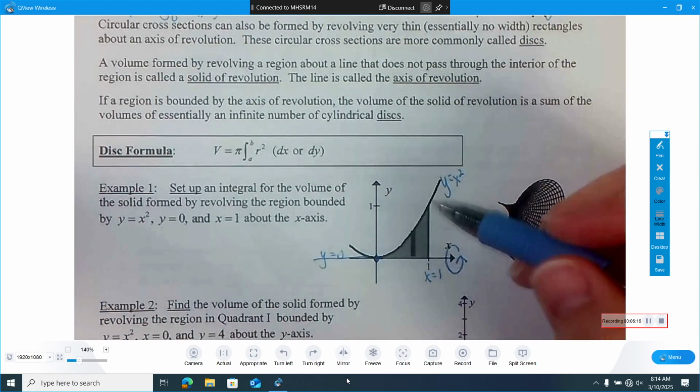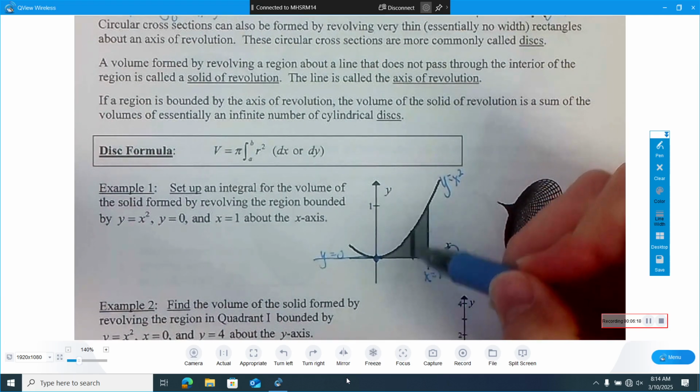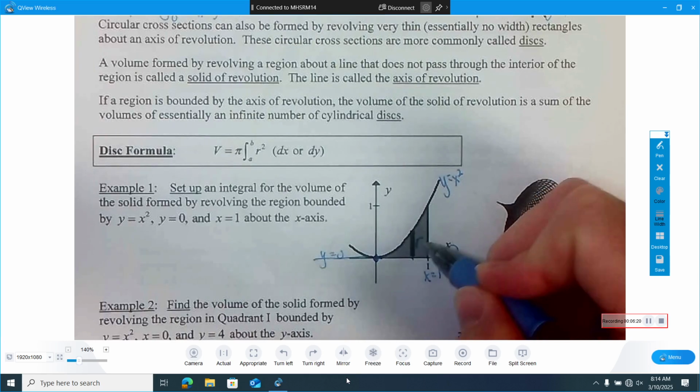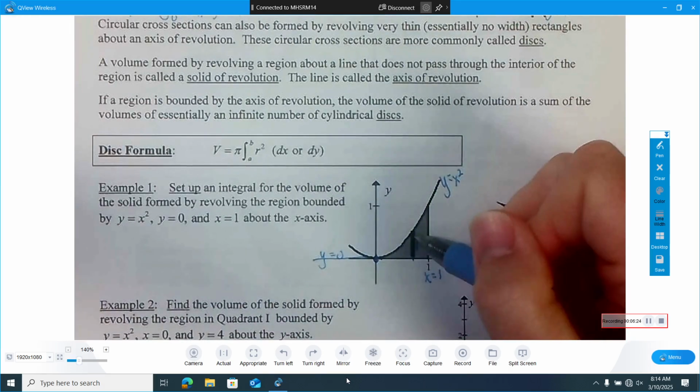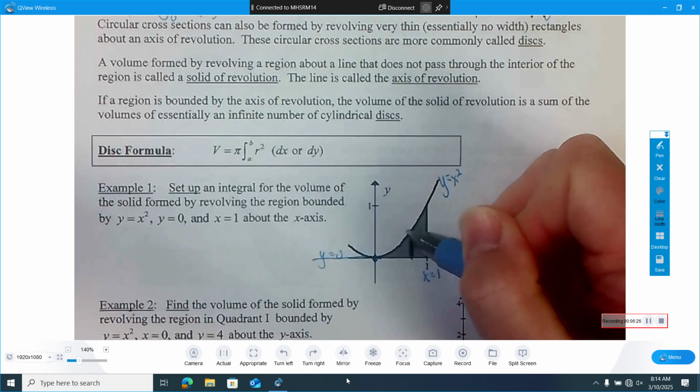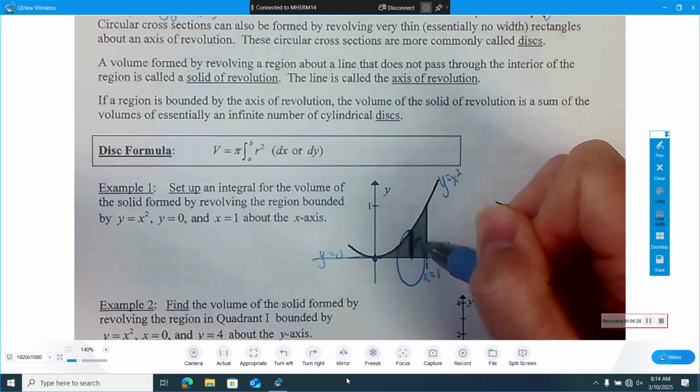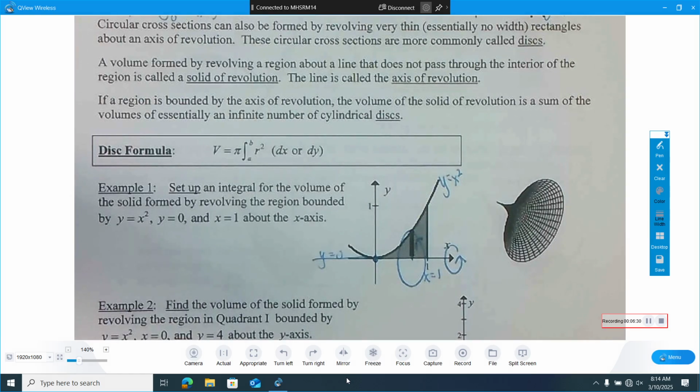So what does that do? We have this little segment here, and what this is going to be is basically a radius. All right? And what we're going to do then is take this radius and spin it around that axis of revolution, and it creates the circle for us. It's a radius after all. All right? And so if we just multiply pi r squared, that'll give us the area of that circular shape.